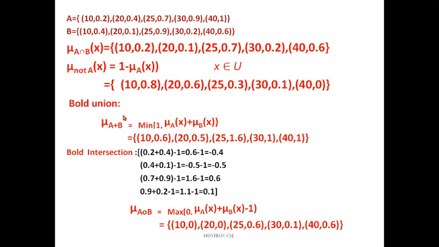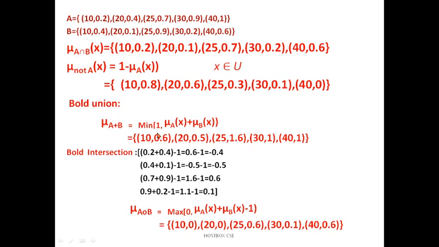Now bold union. This is somewhat different. I told you mu a x r plus b, typo mistake, sorry for that. Mu a x r b is equal to minimum of 1 comma mu a of x plus mu b of x. So here you have to remember and calculate carefully. I already did it to save time.